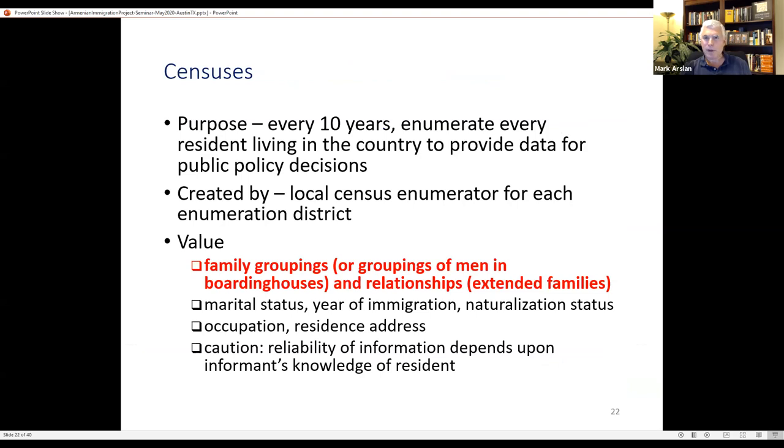Okay, now we're going to briefly go through some of the value of some of the other types of records, and then I'll pause again for questions. Okay, censuses, the thing I like about censuses is they show the family groupings.